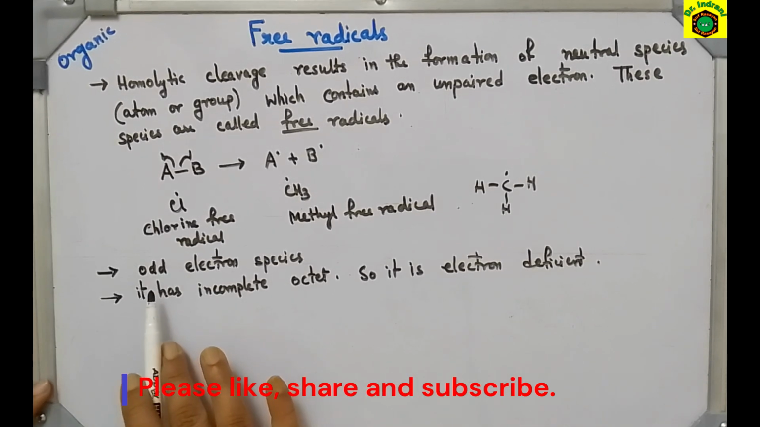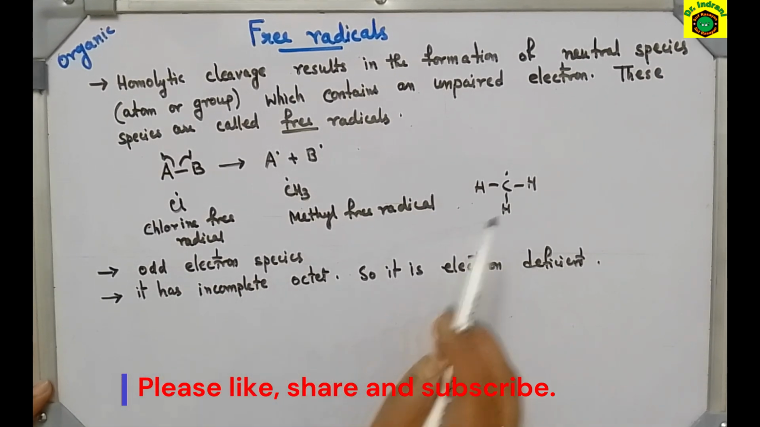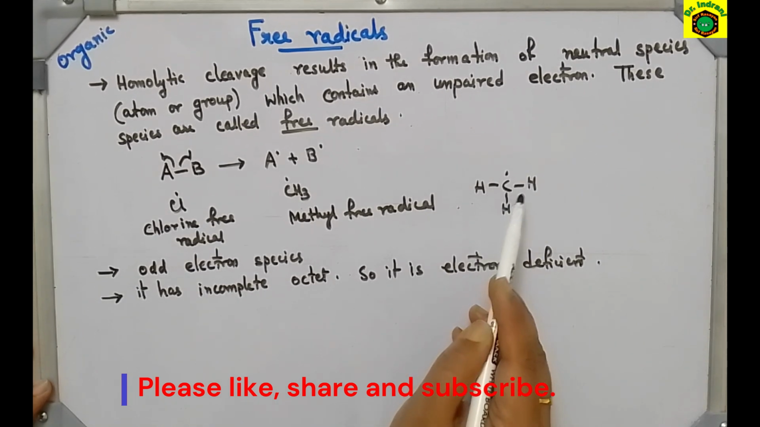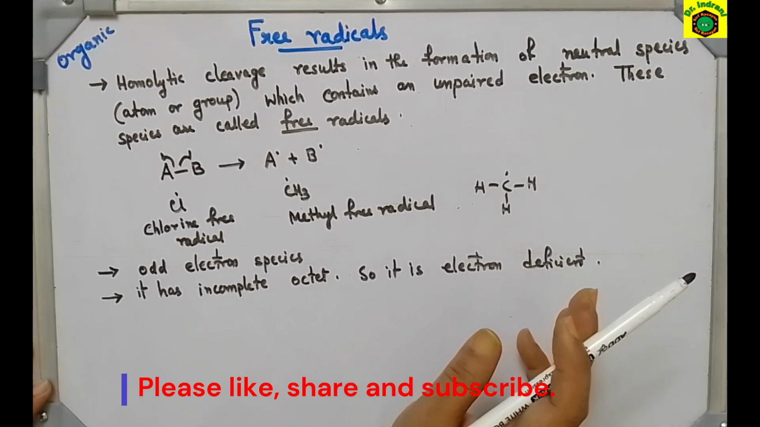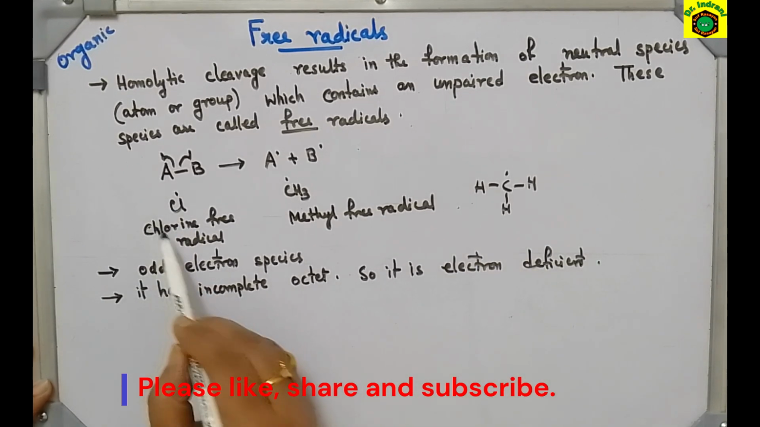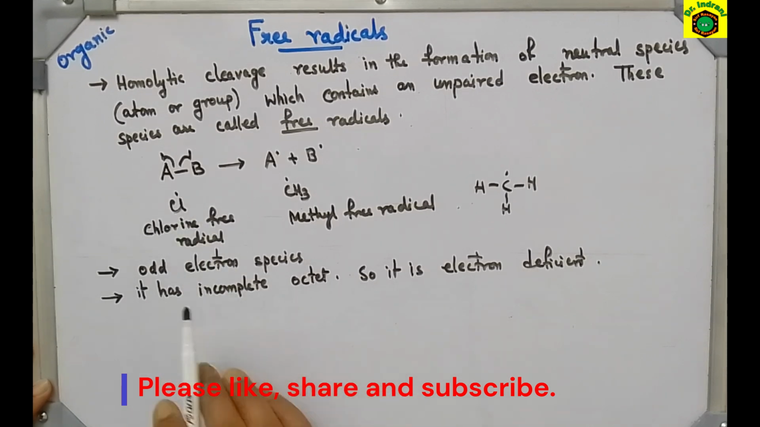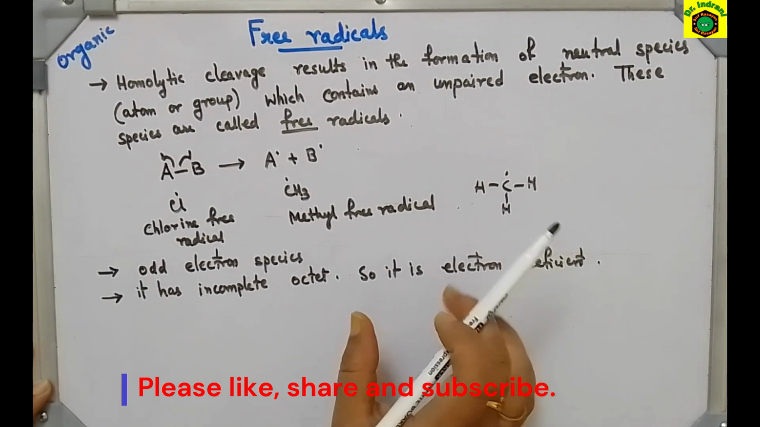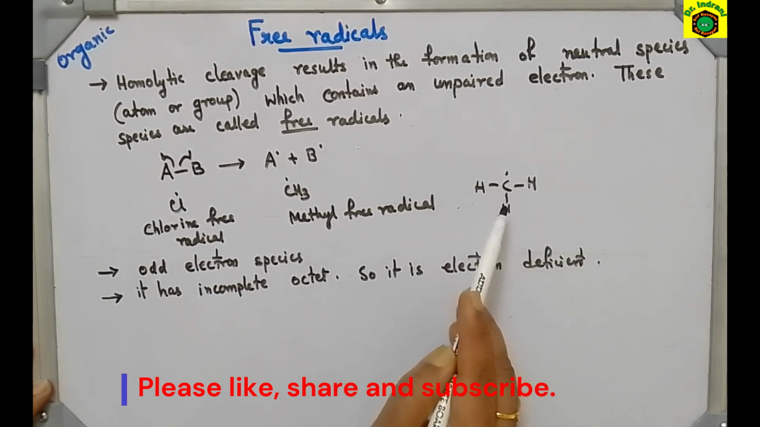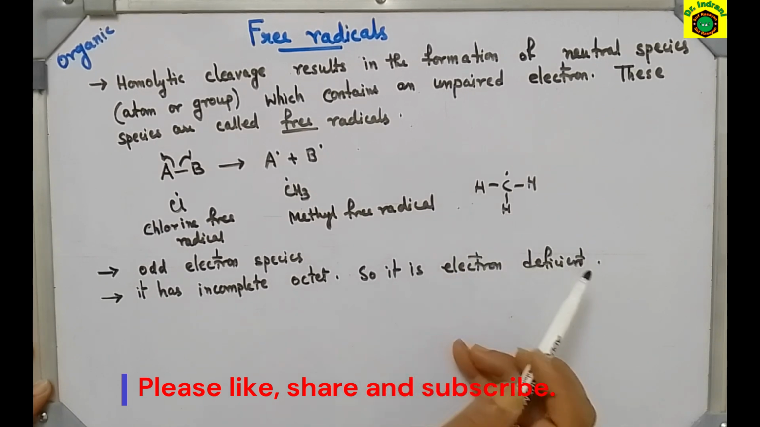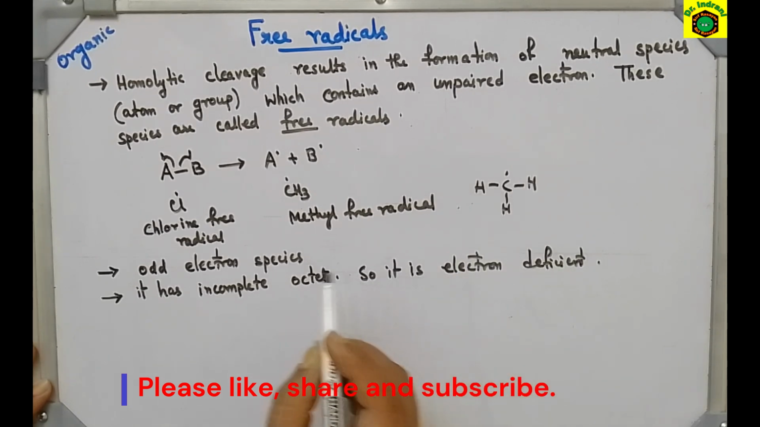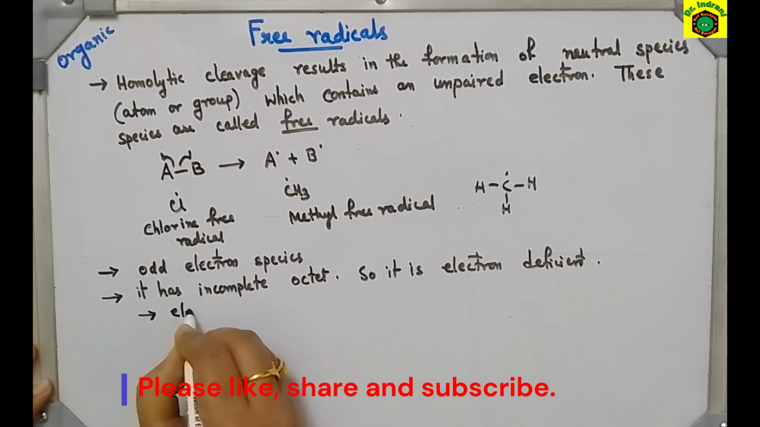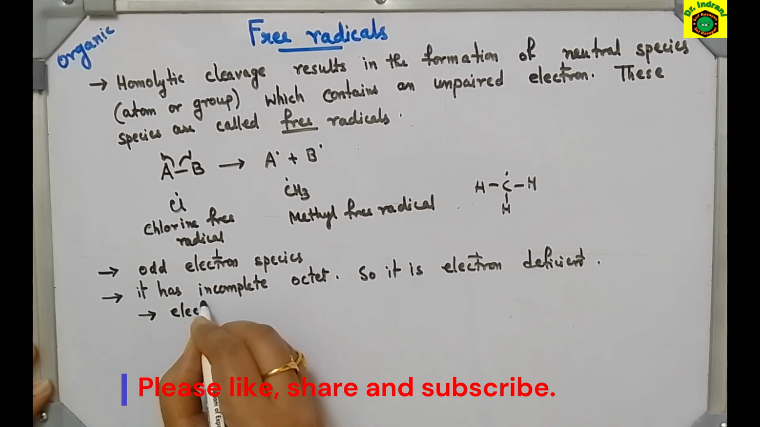Next point, it is odd electron species because we have seen after bonding, here it is having, after sharing it is having 1, 2, 3, 4, 5, 6, 7 electrons in its valence shell. And here also it is having 7 electrons. It has incomplete octet because octet means at the valence shell 8 electrons should be there. So it is incomplete, 7 electrons are there. So it is electron deficient. We can write it can act as electrophile means electron loving species since it is electron deficient.